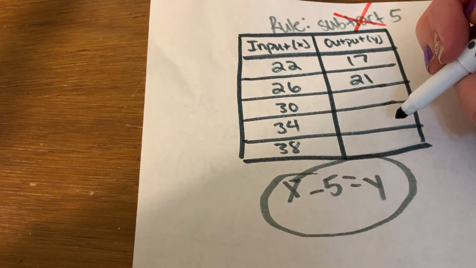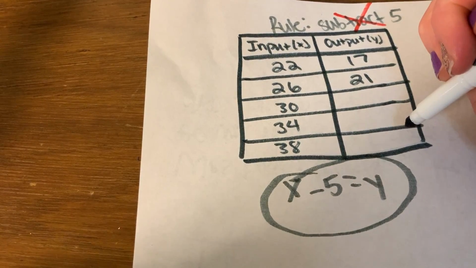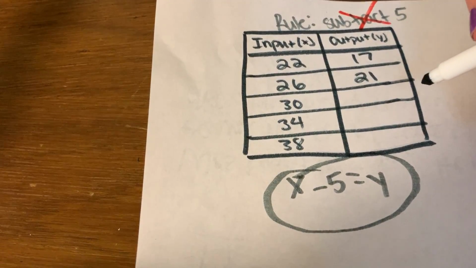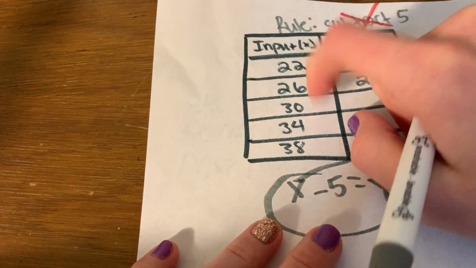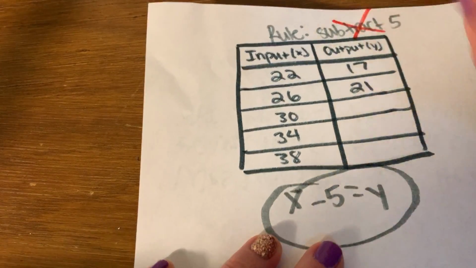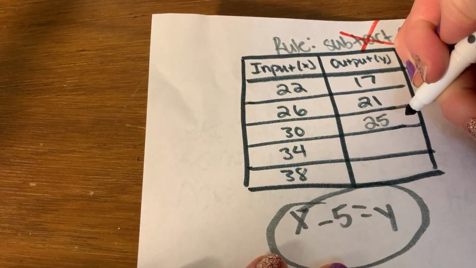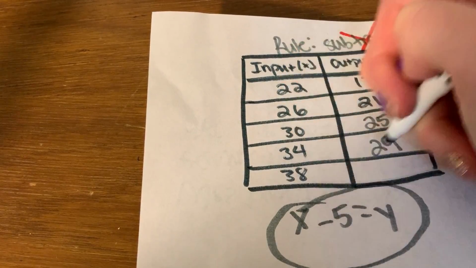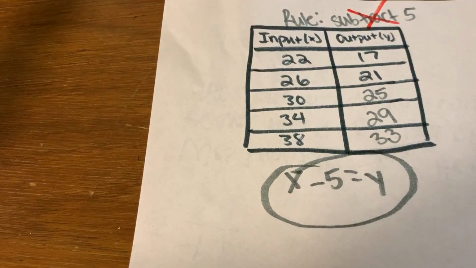Also, when I ask for the next terms, I don't just want the last one. So if I said, what are the next 4 terms? I don't want you to just tell me what the fourth one would be. I want all of them up until that point, okay? So 30, take away 5, gives me 25. 34, take away 5, gives me 29. 38, take away 5, gives me 33. I want all of them, okay?